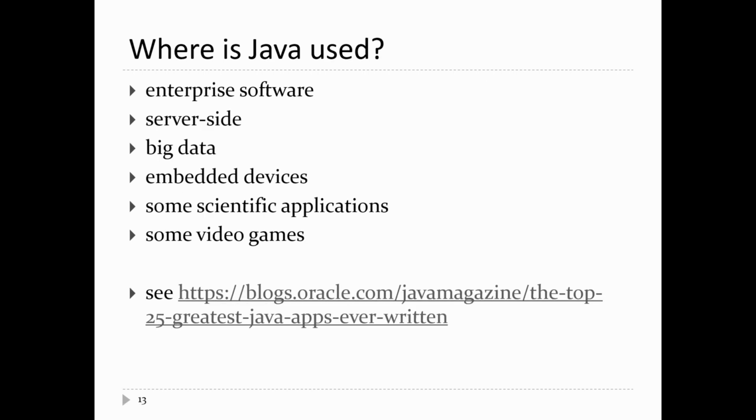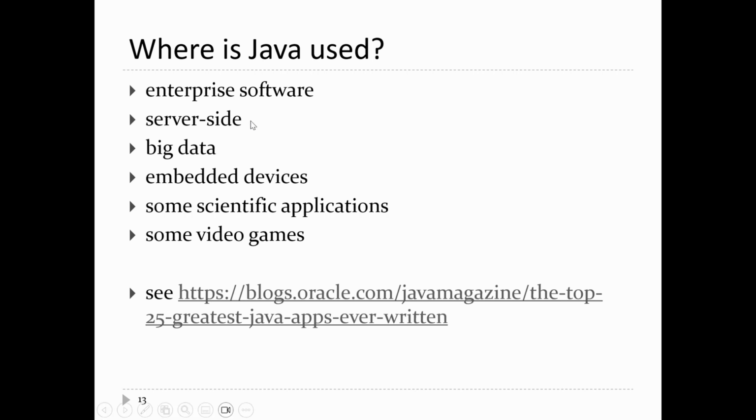All right, so where is Java used? So it turns out it's used in a lot of places. It more or less dominates what's called enterprise software. So this is the software that's written and used by very large organizations, lots and lots of employees that have to exchange information across many, many different systems. Java is very commonly used there.